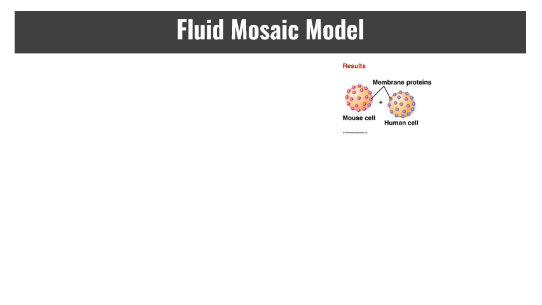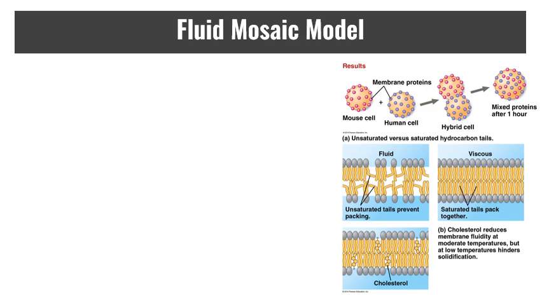If you were to take two different cells with labeled proteins and merge them together, over time, those proteins would flow and shift and move. So this is not a rigid structure. It's constantly flowing and moving.